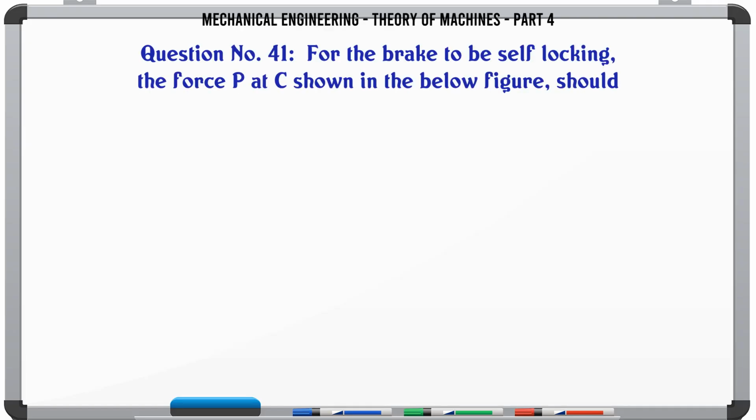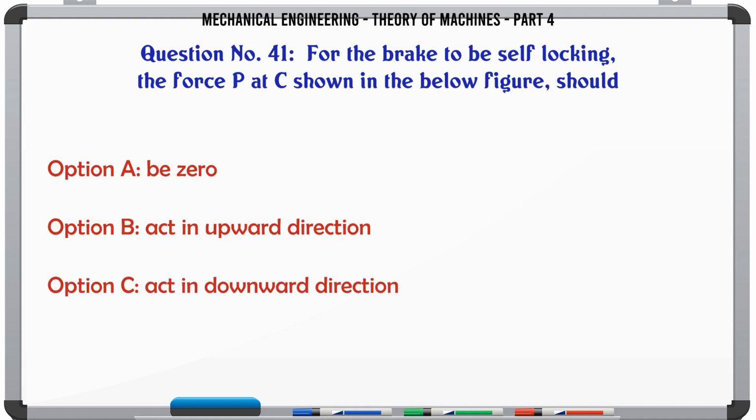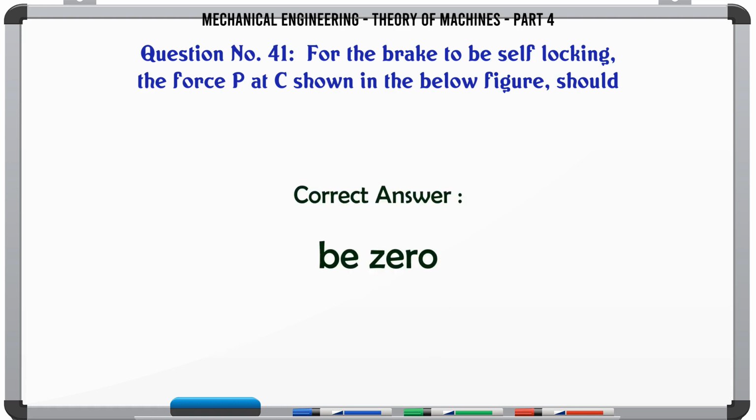For the brake to be self-locking, the force P at C shown in the below figure should A be 0, B act in upward direction, C act in downward direction, D none of these. The correct answer is B.